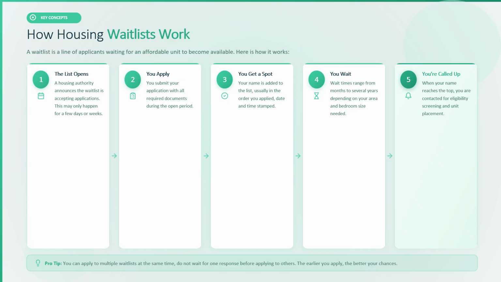Step 1, the list opens. This might only happen once every few years in some cities. When you hear a list is open, act immediately. Step 2 is when you apply, and you need to have all your documents ready to go. Step 3, you get your spot, usually based on the date and time you applied. And then step 4, this is where you wait, and this can sometimes take months or years. Step 5, your name reaches the top and you're contacted for screening. The most important thing to understand is that this is a process, not an event. It takes patience, but it is absolutely working for millions of families every year.